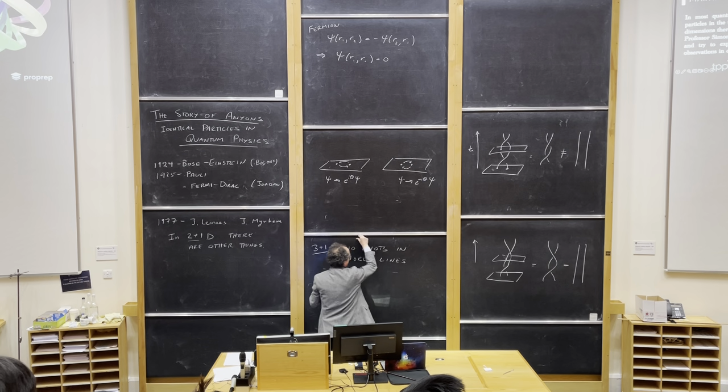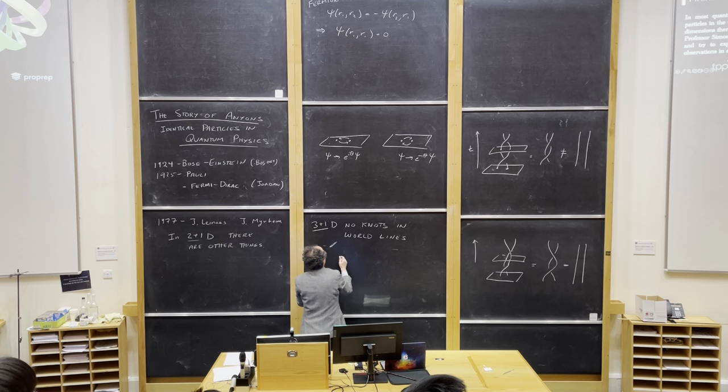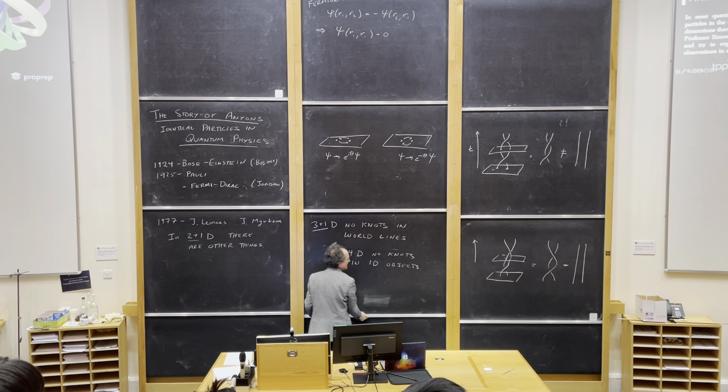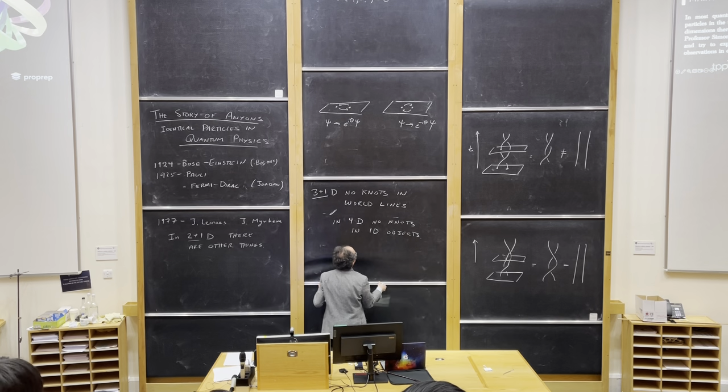Or we can just make a more mathematical statement. In 4D, no knots in 1D objects. You cannot tie your shoes in 4 dimensions. You cannot make a knot.